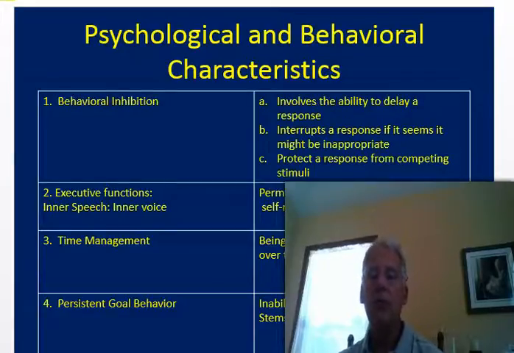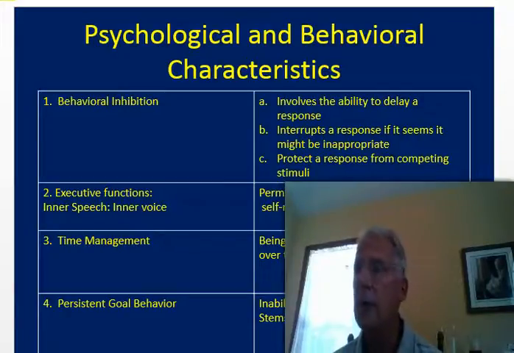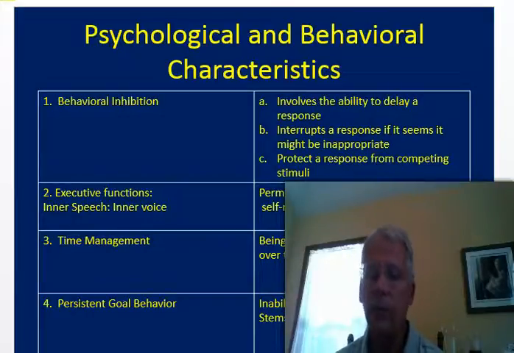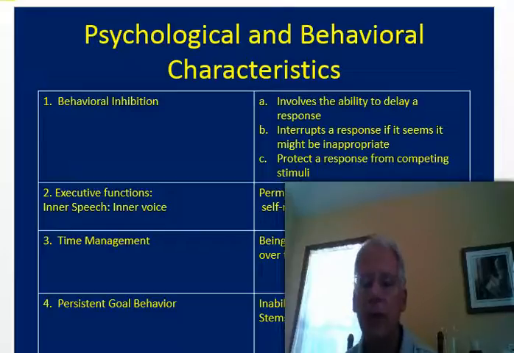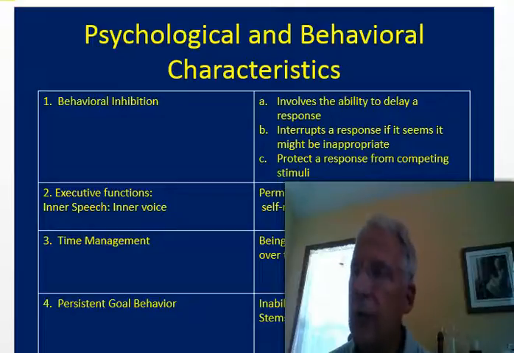Executive function permits individuals to self-regulate behavior. Time management, they're aware of what needs to be done and when. Again, people with ADHD have trouble focusing on that. And there's persistent goal behavior, the ability to achieve goals. Those with ADHD have an inability to achieve goals, and it stems from poor interference control. So there are so many stimuli in their environment that it's very difficult for them to focus on one particular goal.